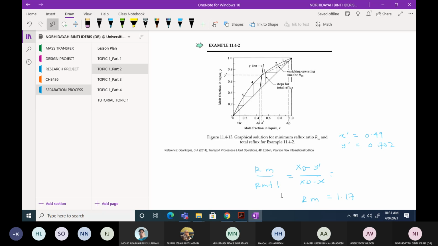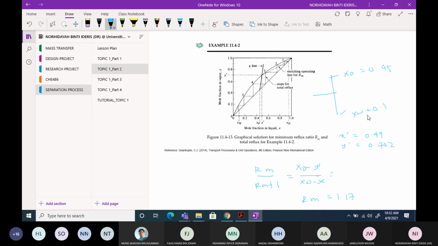All right, now we go to example 11.4-2. Okay, so right now this question is a continuation of a previous example. We are talking about a benzene and toluene feed being distilled to give a distillate composition XD. You know that from the previous one, right? You have XD equal to 0.95 and XW equal to 0.1.